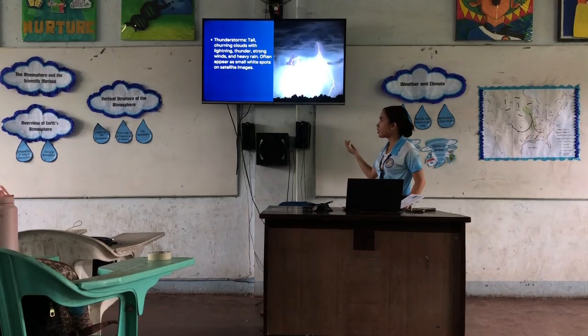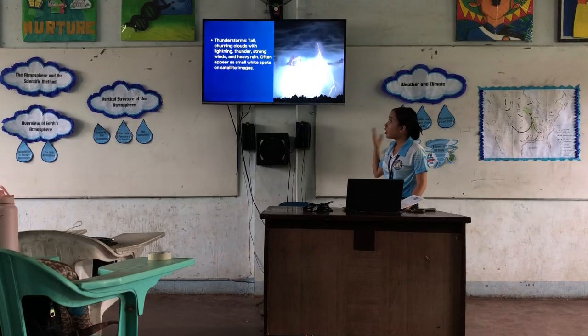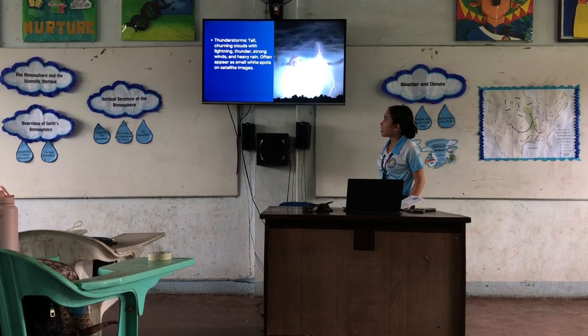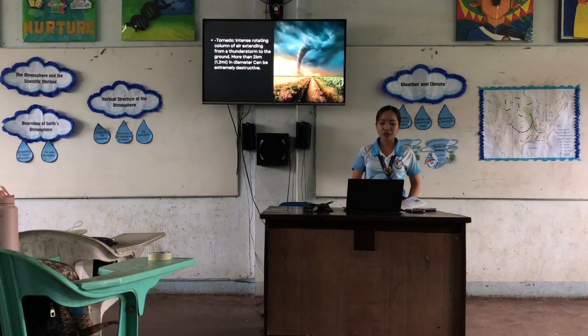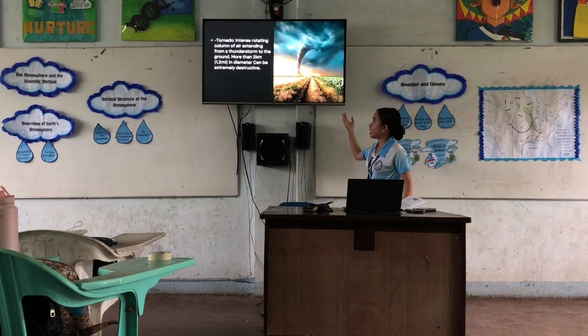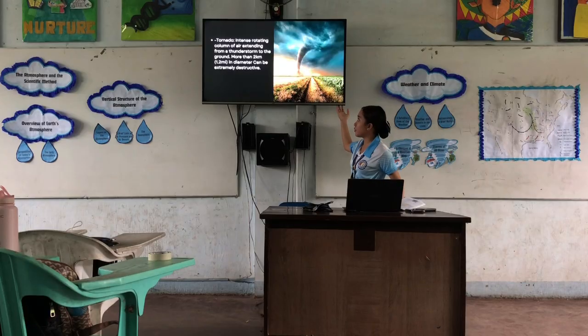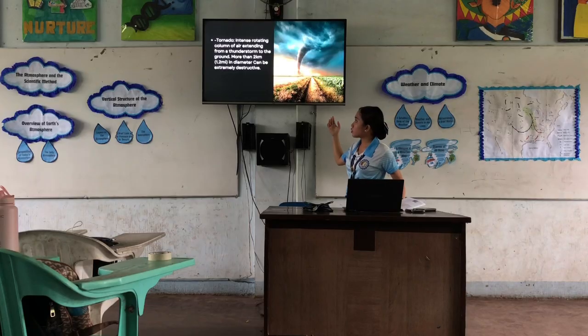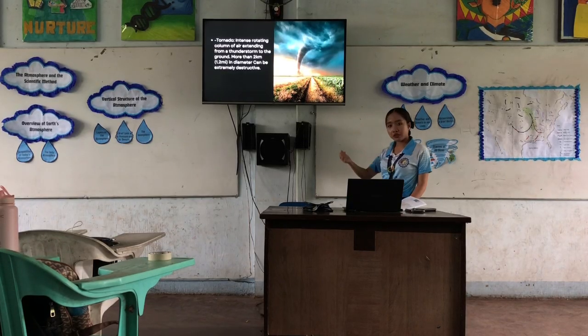Then we have thunderstorms. They are churning clouds with lightning, thunder, strong winds, and heavy rain, often appearing as small white spots on satellite images. Then we have the tornado. It is an intense rotating column of air extending from a thunderstorm to the ground, more than 2 kilometers or 1.2 miles in diameter, and can be extremely destructive.